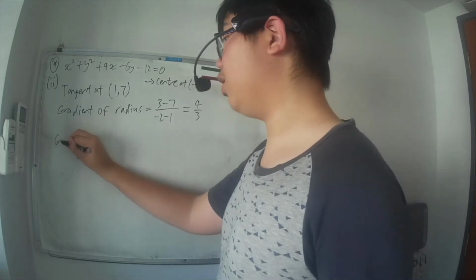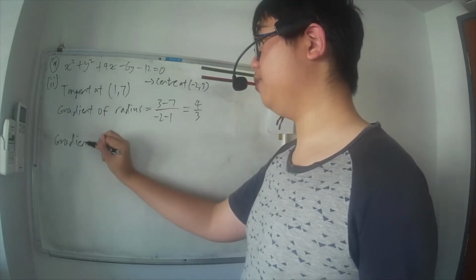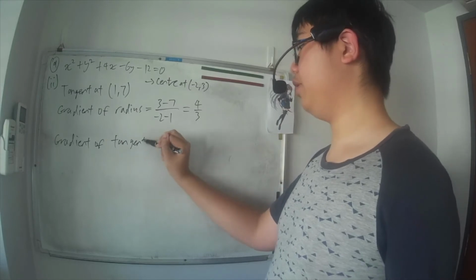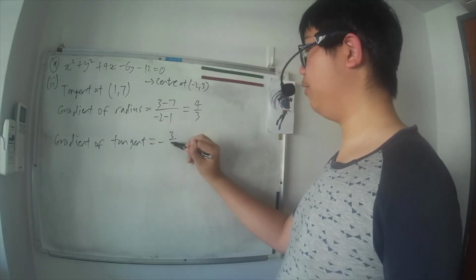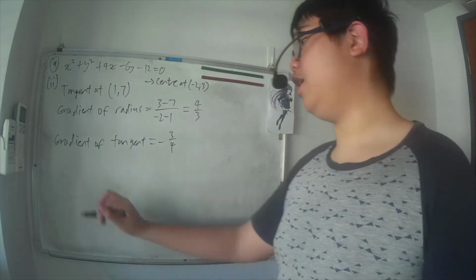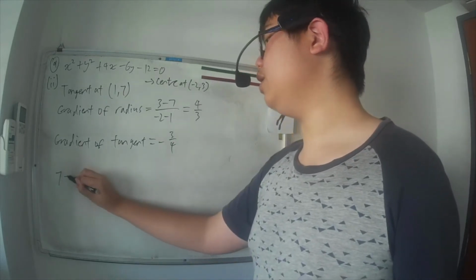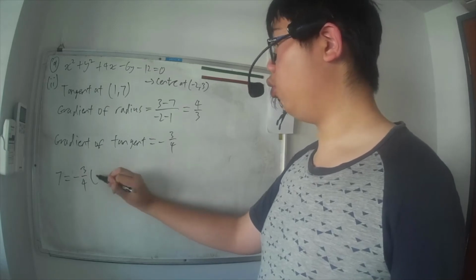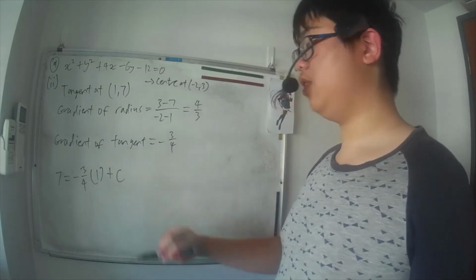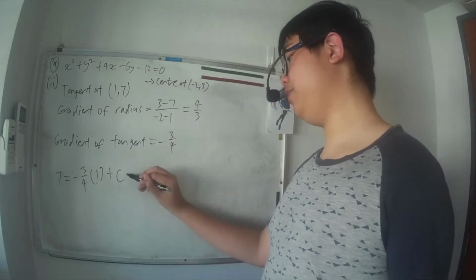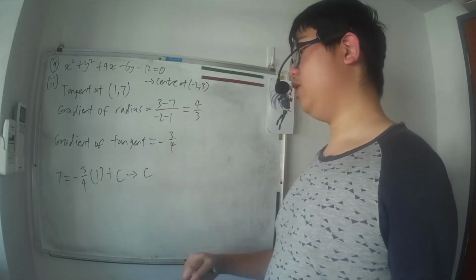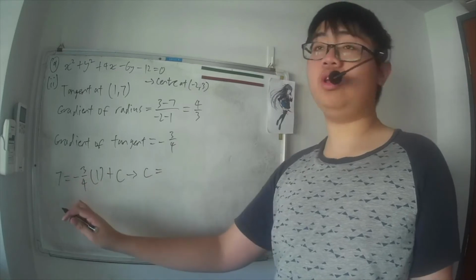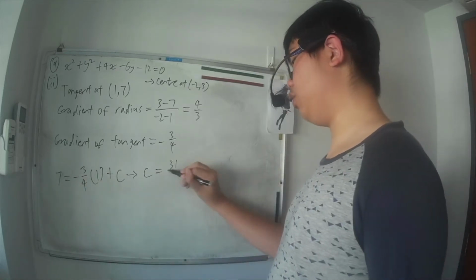So what is the gradient of the tangent at this point? It is the negative reciprocal, right? -3 over 4. So now let 7 equal -3 over 4 times 1 plus c. C is our vertical intercept for the tangent. So our c is equal to what? Okay, let's see, this -3 over 4, 7 is 28 over 4, so this is 31 over 4.